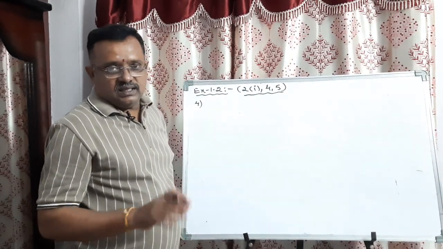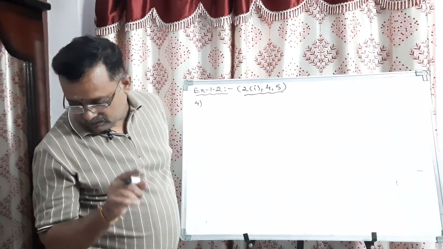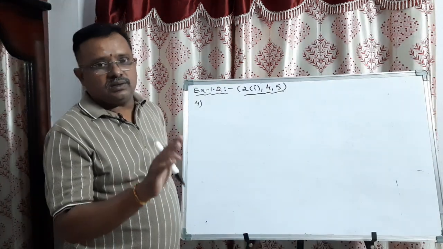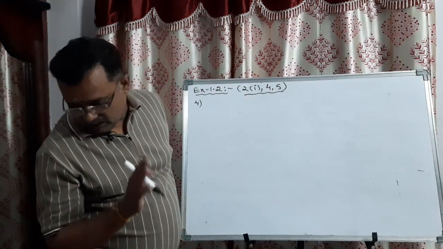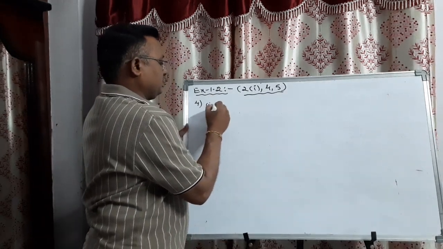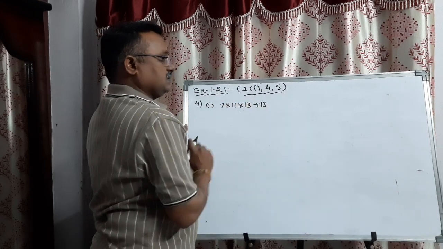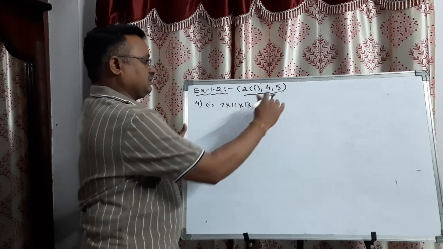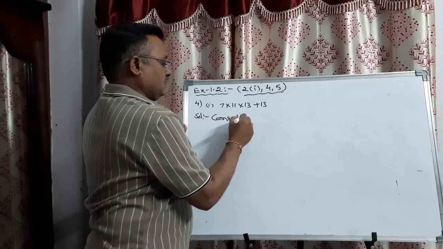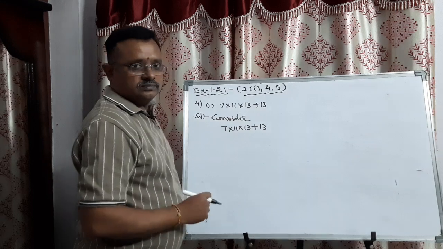The question is, explain why 7 into 11 into 13 plus 13 and 7 into 6 into 5 into 4 into 3 into 2 into 1 plus 5 are composite numbers. They are asking to explain why the first problem, 7 into 11 into 13 plus 13, is a composite number. Let us observe. The second problem we will do later. Solution. Consider 7 into 11 into 13 plus 13. This is the given number.